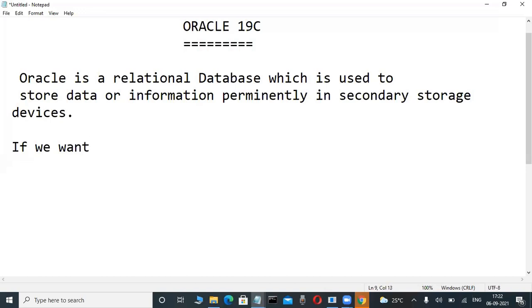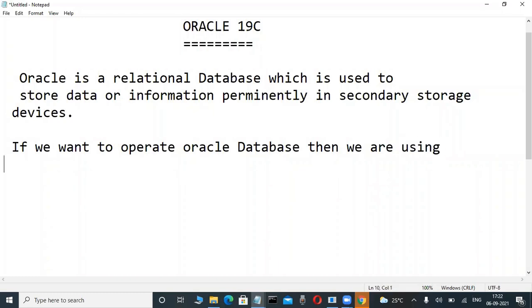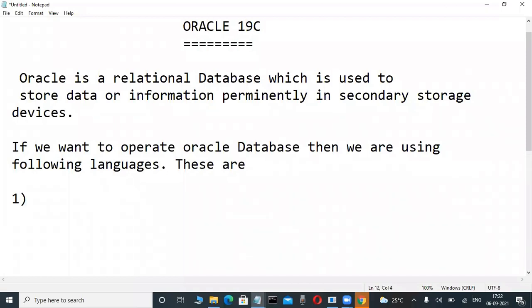If you want to operate an Oracle database, then we use the following languages. The first one is SQL, which means Structured Query Language. The second one is PLSQL, which means Procedural Language extension for SQL.